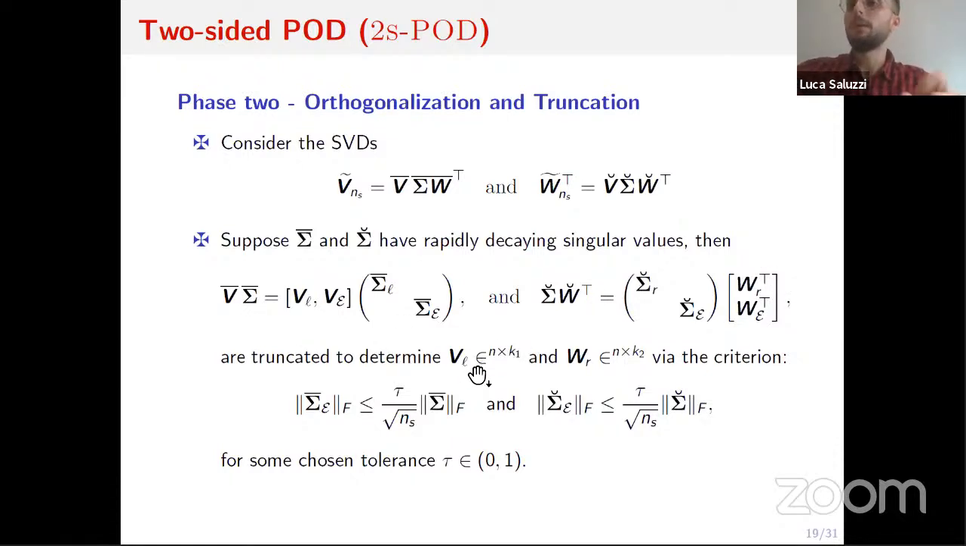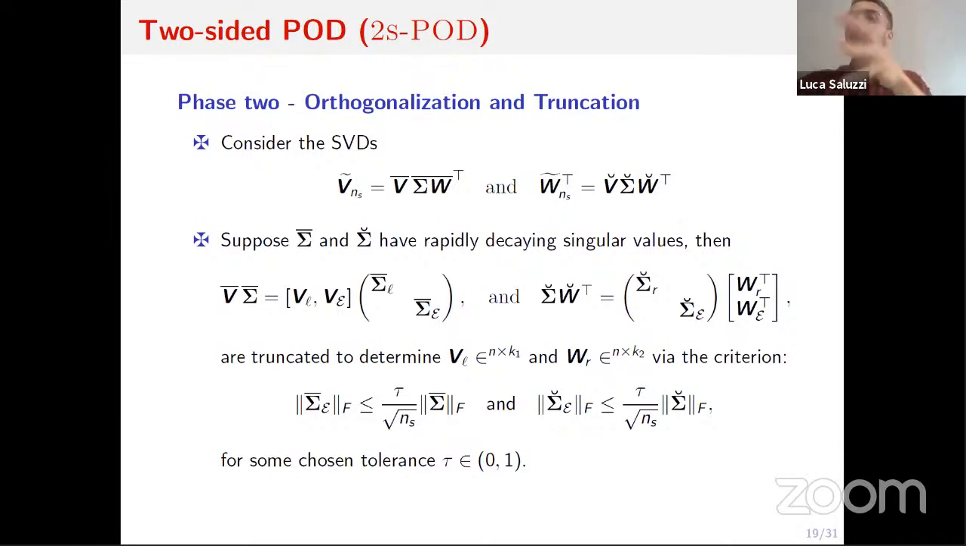So VL will live in n times k1, while WR will live in n times k2. And also in this case, we have a criterion. Given an arbitrary tolerance tau, which will be related to the projection error, we check if the Frobenius norm of what we are neglecting, divided by the Frobenius norm of the entire matrix, stays below this tolerance divided by the square root of the number of snapshots. So this is how two-side POD works.